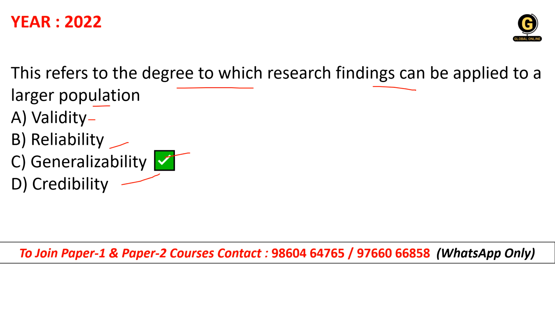When we call it validity, it is the accuracy of measurement, not a population application. And B, reliability, that means the consistency. And credibility, that is your trustworthiness, how trustworthy your research study is, how clear and true the data is that you have used in your research.